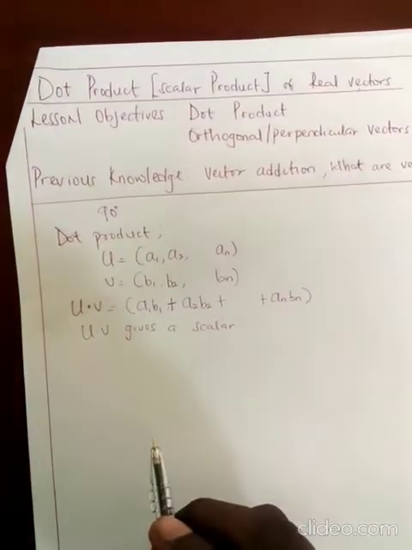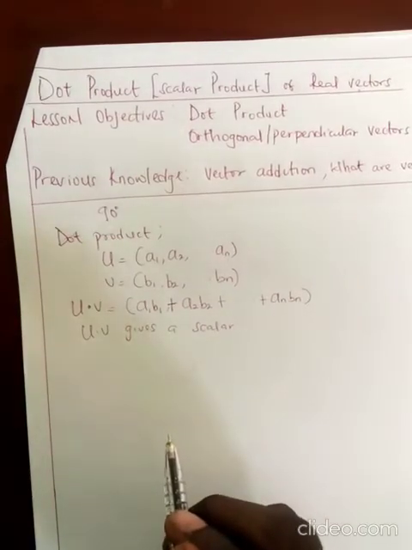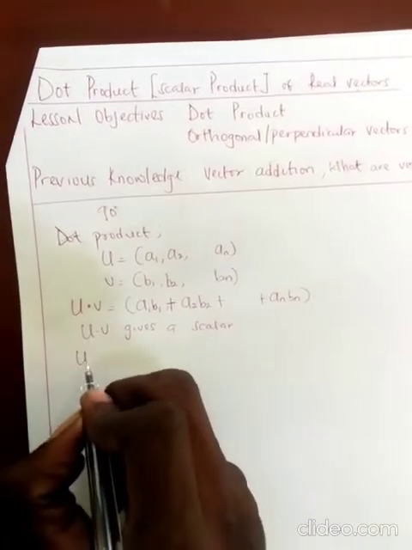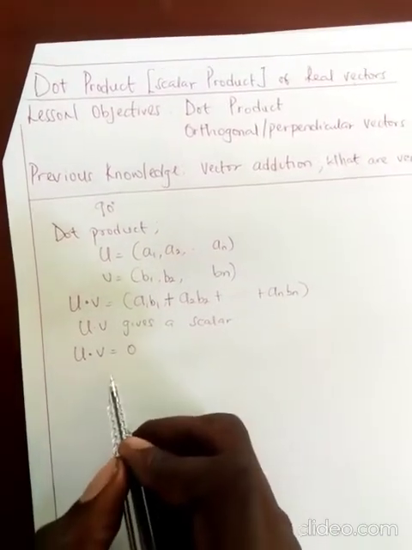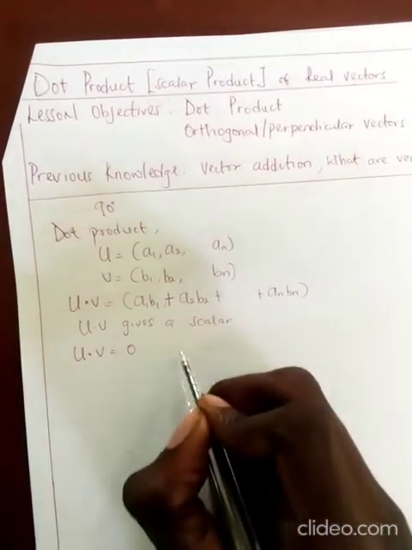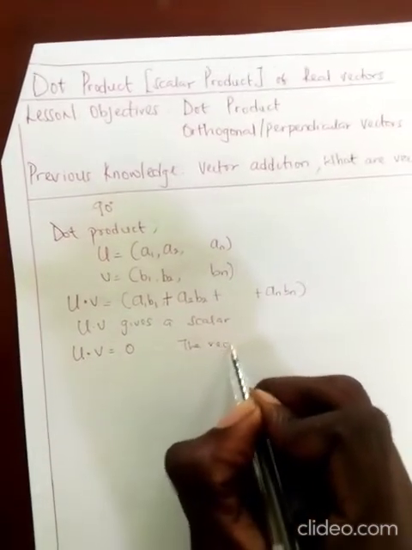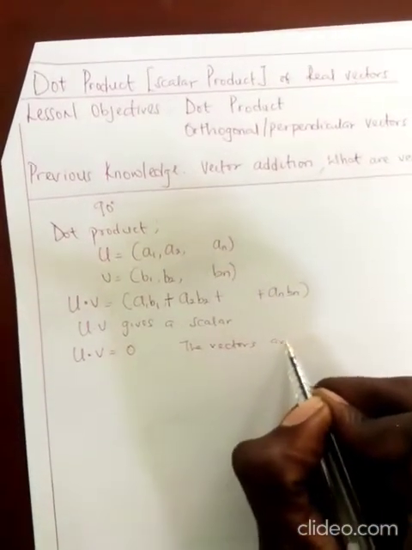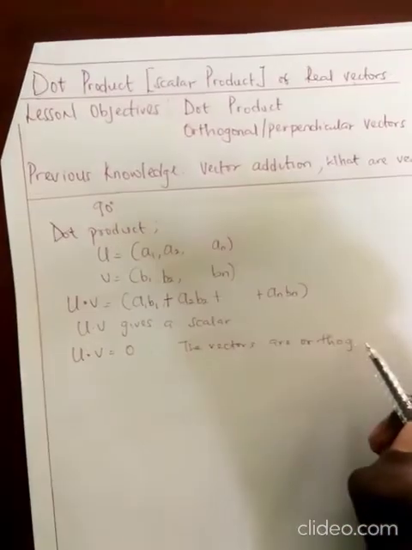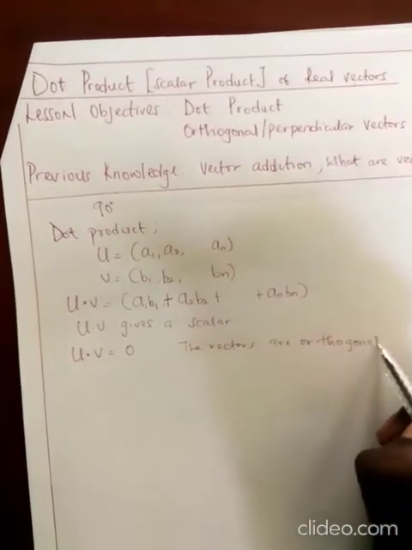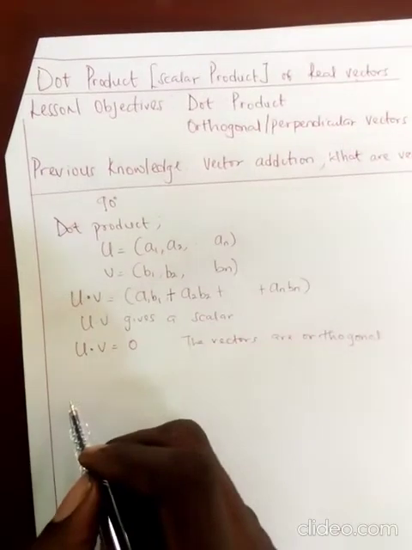Now, to know if our vectors are perpendicular or orthogonal, we check if the dot product is equal to 0. If the dot product equals 0, then the vectors are orthogonal. So let's take a quick example.